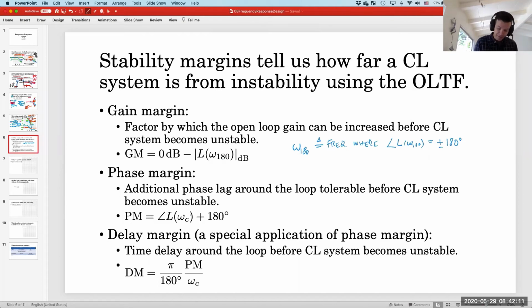In the phase margin definition, we have a similarly undefined frequency. Omega C, which stands for omega crossover, is the frequency where the magnitude is 1.